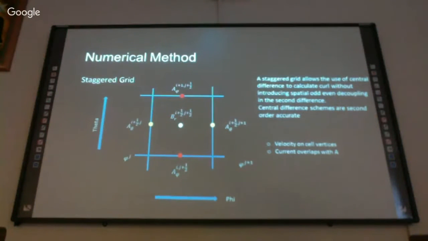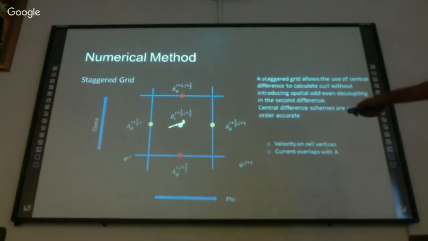I don't know if this is interesting. We use a staggered grid, which means that the variables are not located at one point. The variables are distributed over the grid. So this is the vector potential A theta. This is located on the ribs. What this allows me to do is calculate the curl of A very easily. So the curl of A would be this minus this, so del A theta del phi minus del A phi del theta. Which is why I use a staggered grid, and this ensures that I have second order accuracy when I'm calculating the curl.